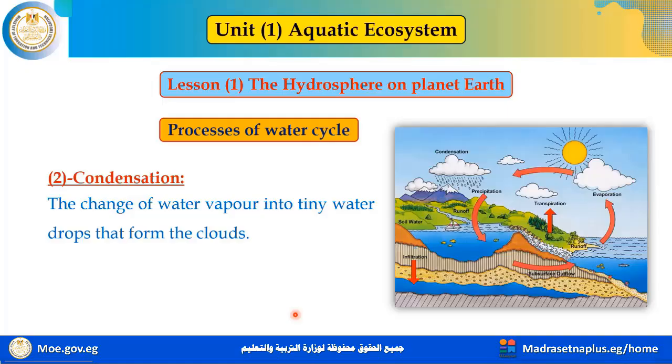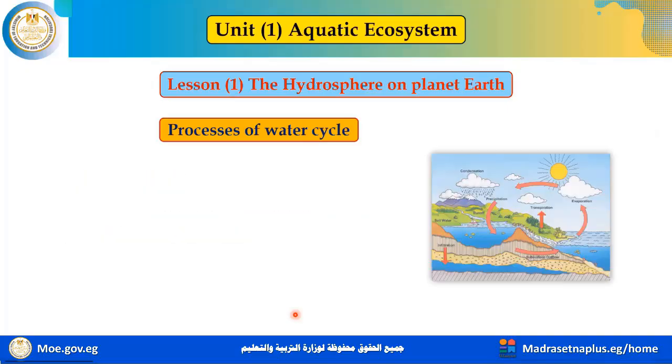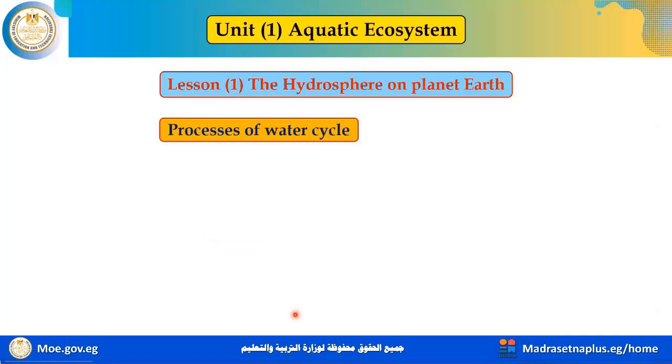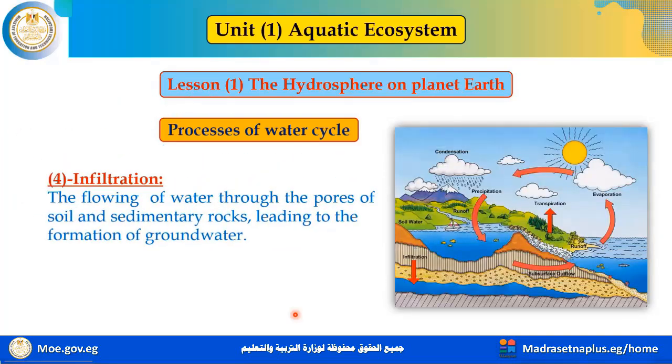Good now? Okay. The third is precipitation. Precipitation is everything that comes down from the cloud. It may be rain, maybe snow, maybe hail. It depends on the weather condition. The fourth thing is infiltration.